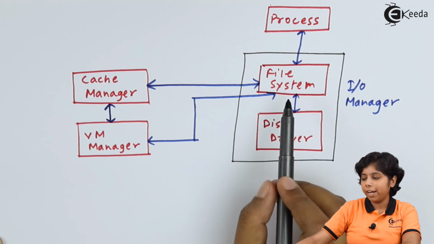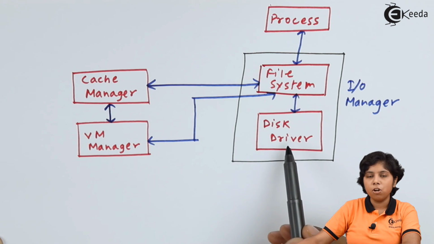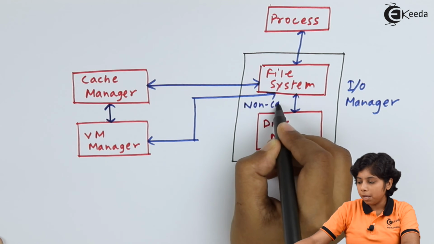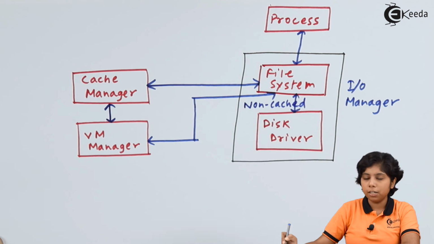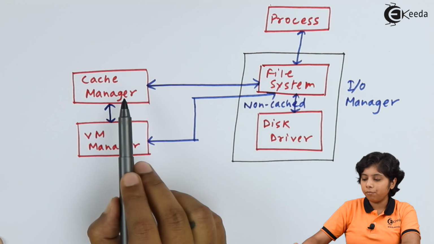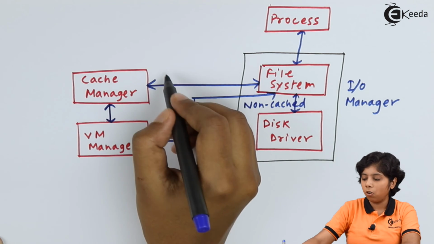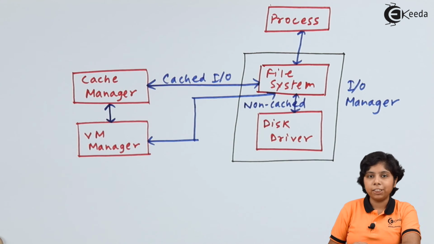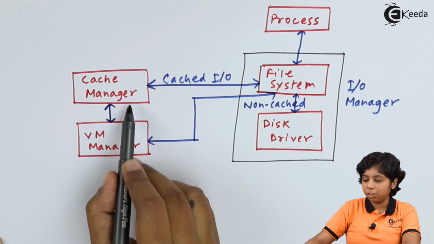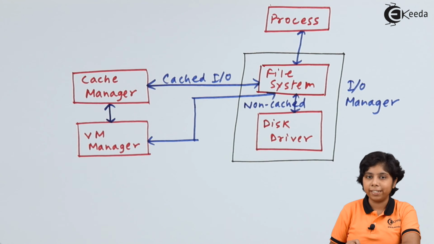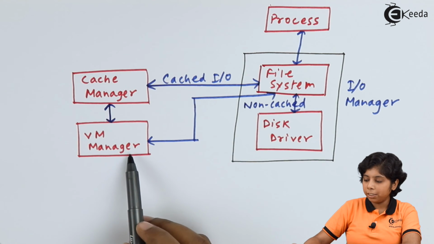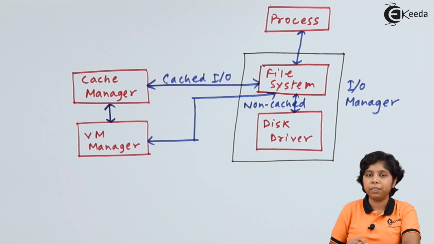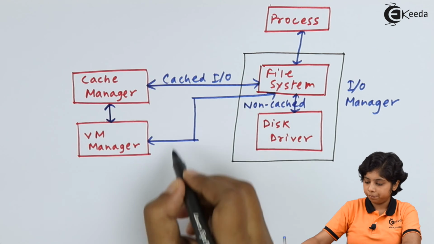So the IO manager interacts with the file system and the disk driver with a non-cached IO. So any operation done between the file system and the disk driver is non-cached. But when the file system interacts with the cache manager, that is the cached IO that will be performed. The cached IO is the operation of the cache manager, which will take care of caching the data. Now the virtual memory manager will interact with the file system when there is a page fault and paging should be done on a page replacement basis.